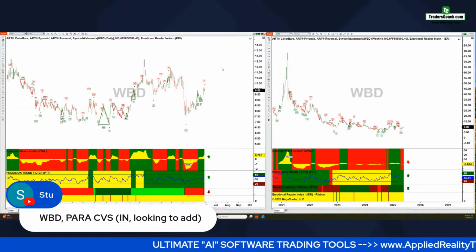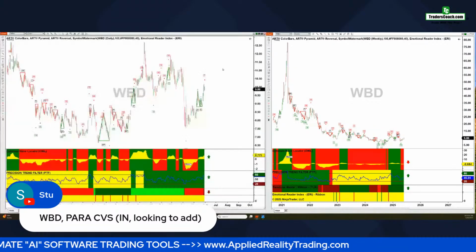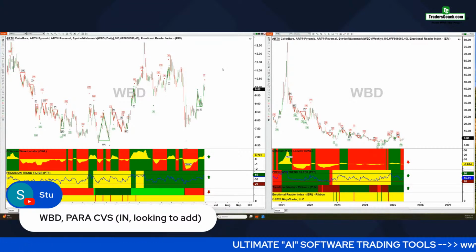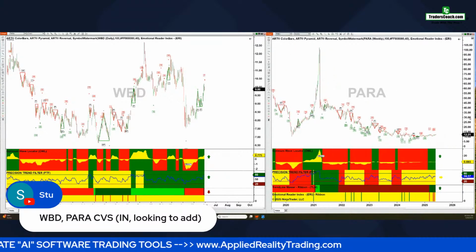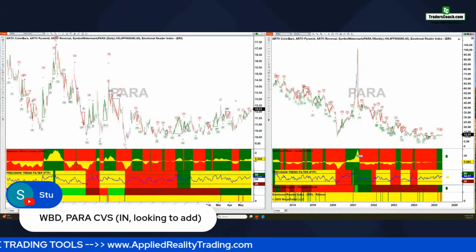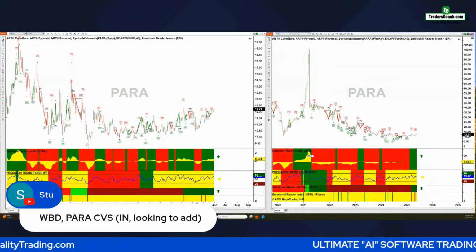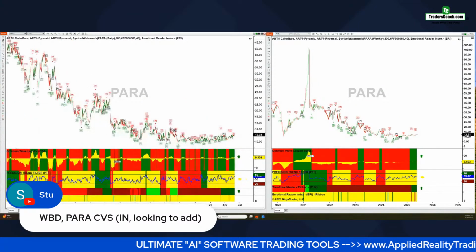Okay, thanks, Stu. All right, let's take a look at PARA. Give that a second to load there. All right, this is another one bouncing off a potential bottom here. PTFs are yellow, so those aren't helping us right here. So now we have to make sure the price action is pretty good.